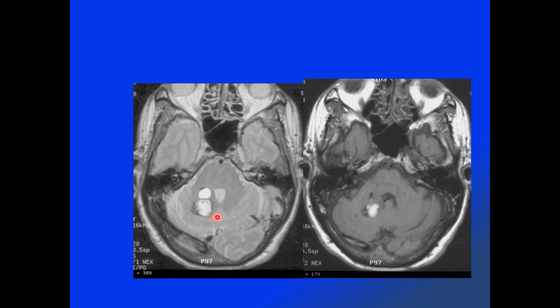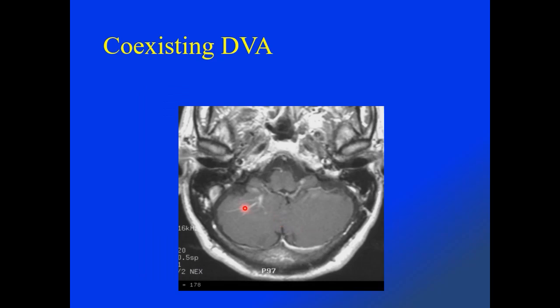This is a case we saw earlier with a cavernous malformation within the right cerebellar hemisphere extending into the posterior aspect of the right middle cerebellar peduncle. And slightly lower down, this patient has a coexisting development of venous anomaly, which is best visualized in post-contrast T1 weighted images.